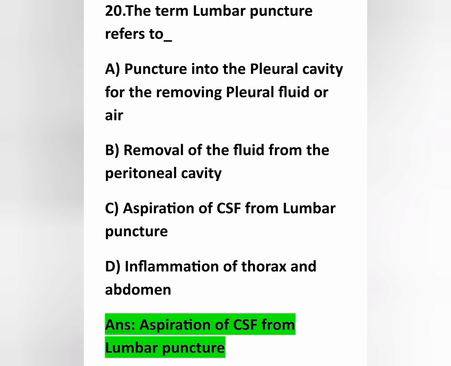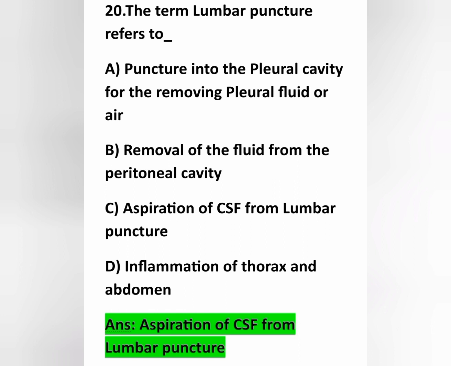A lumbar puncture or spinal puncture is the insertion of a needle into the lumbar region of the spine to remove the cerebrospinal fluid. The main purposes of lumbar puncture are to administer spinal anesthesia before surgery, to administer medication into the spinal canal, to remove fluid, that is CSF, blood, or pus for diagnostic purposes, to remove a sample of CSF for laboratory examination, and also to measure the pressure of CSF. These are all the main purposes of lumbar puncture.